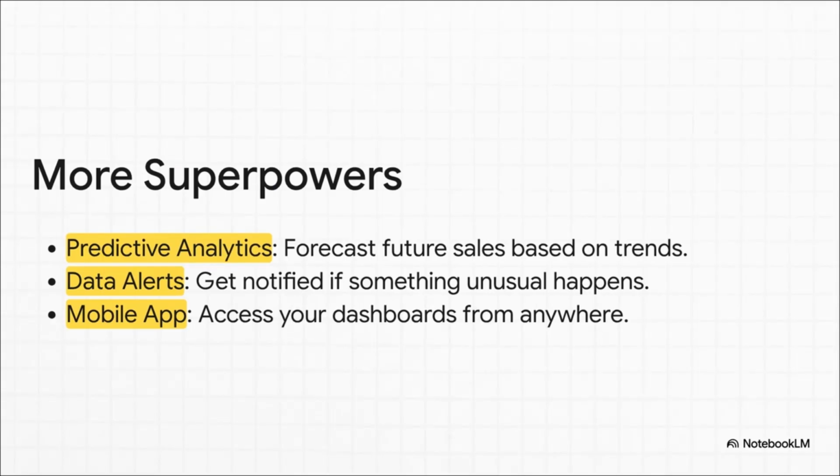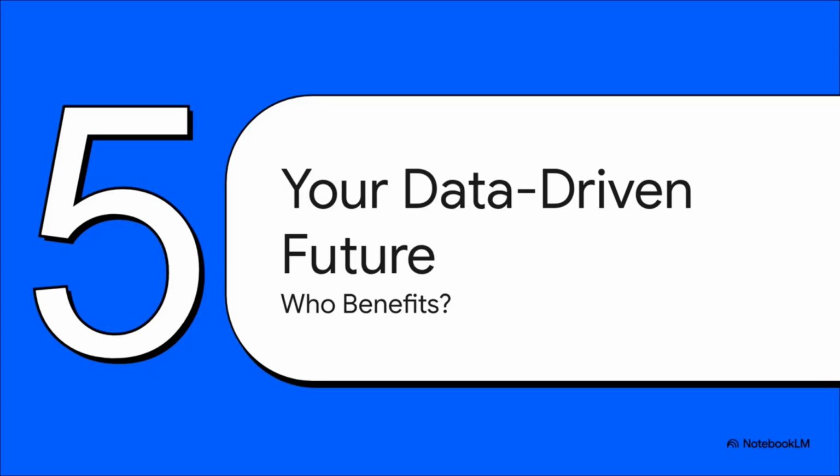And the superpowers don't stop there. You've got predictive analytics, which lets you forecast future sales based on past trends. You can set up data alerts so you get an automatic heads up if something weird happens, like a sudden drop in sales. Oh, and there's a mobile app, so all these insights are right there in your pocket no matter where you are. So what's the end goal of all this? It's really about building a data-driven future for your business. It's about that shift from making guesses to making decisions with real, solid evidence to back you up.